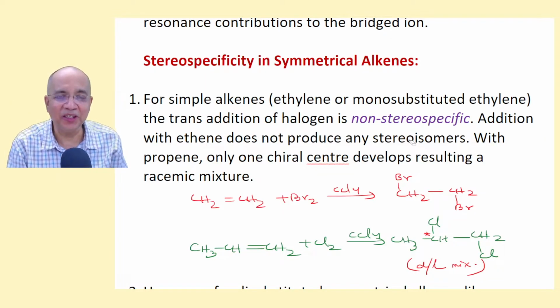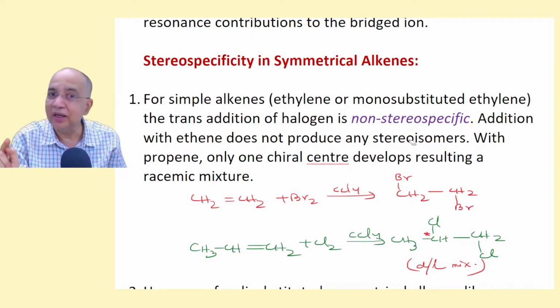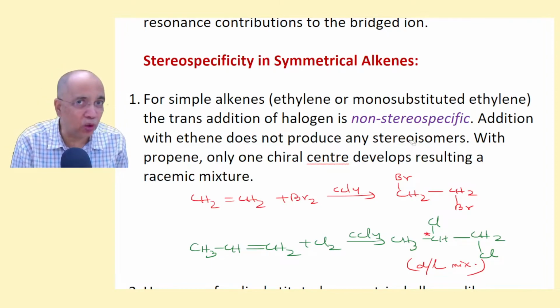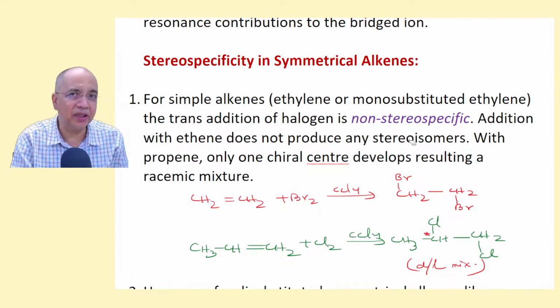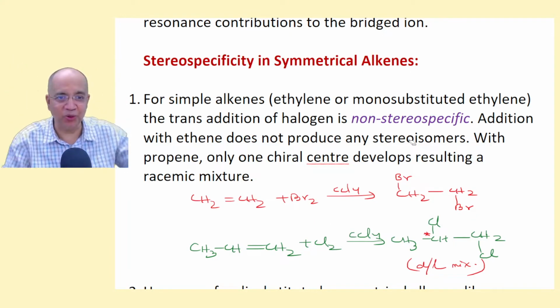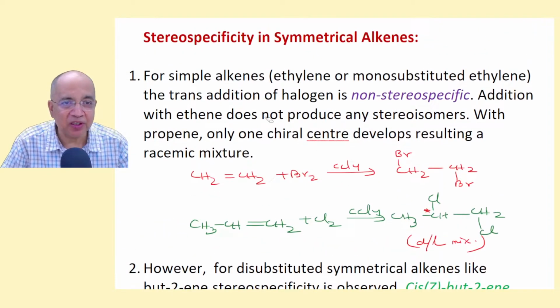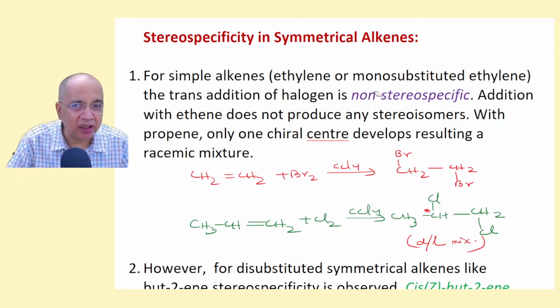So in your examination, you are not supposed to always form the bridge structure and do the two possible attacks from below. It's not possible. So you just use the trick. I'll show you. Don't worry at all. Now, for simple alkenes like ethylene or monosubstituted ethylene like propene, butene, pentene, the trans addition of halogen is non-stereospecific. It doesn't have any meaning.